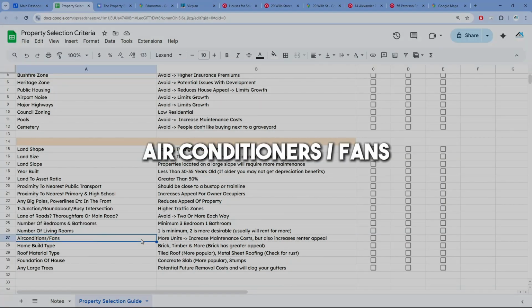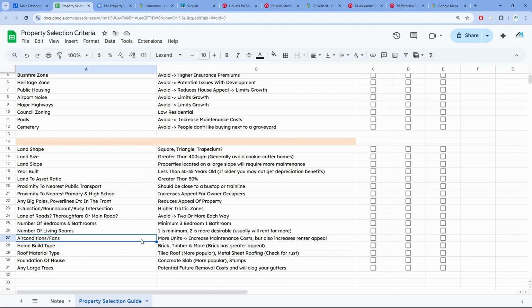Air conditioners and fans. Remember, the more machinery you have in your property, the more it will increase the maintenance costs. So if you have an air conditioner in every single room, just remember there are increased maintenance costs, but yes, it does increase the renter appeal. It's something you might want to trade off.